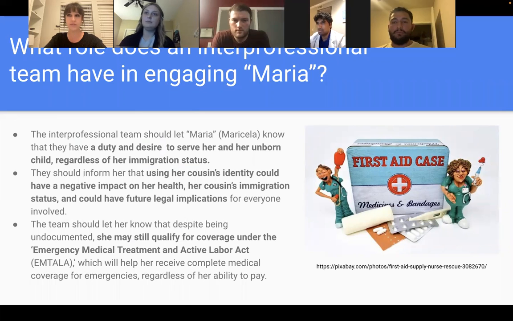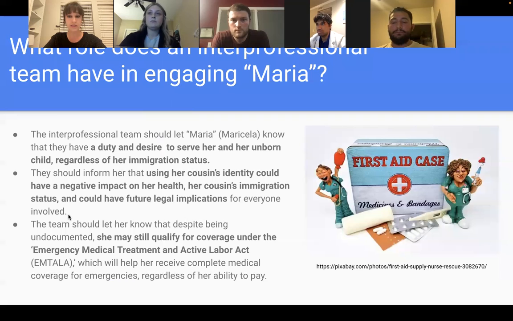This includes fees that range from a couple $1,000 to $10,000 and/or prison time. So it's really serious, and it could affect the healthcare team, it could affect her cousin, it could affect Maricela herself. So it's important to let her know what the legal implications are.